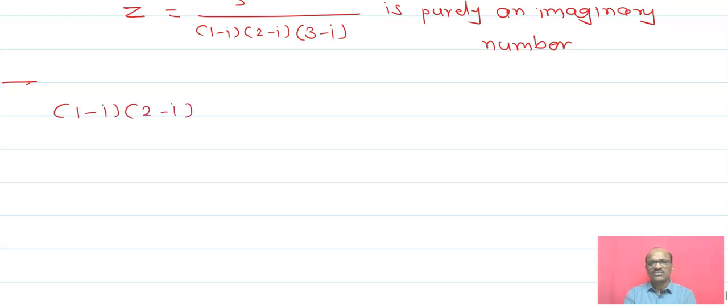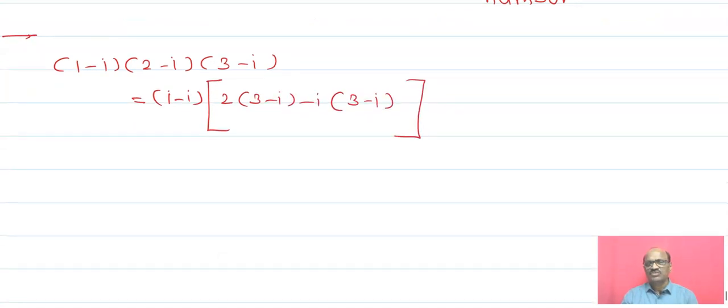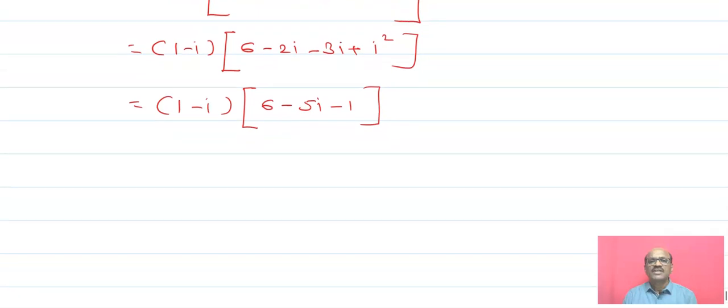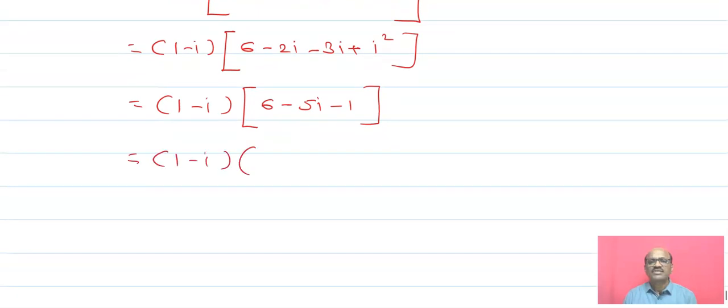(1 minus i)(2 minus i)(3 minus i) is equal to their multiplication. 1 minus i, and now we will perform the product 2 minus i into 3 minus i. Now see this: 1 minus i, 6 minus 2i minus 3i plus i square. I square is minus 1, that is 1 minus i, 6 minus 5i minus 1, and in bracket you will get 1 minus i, that is 5 minus 5i.